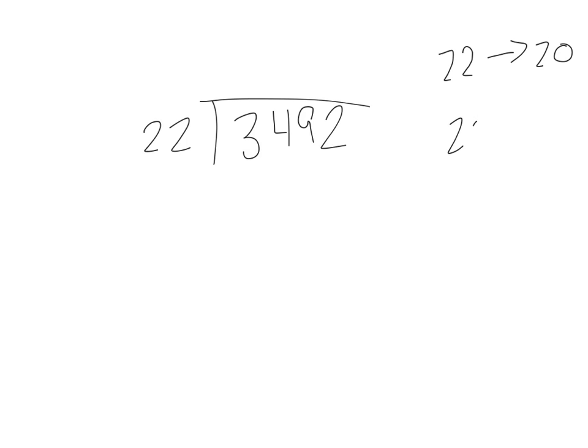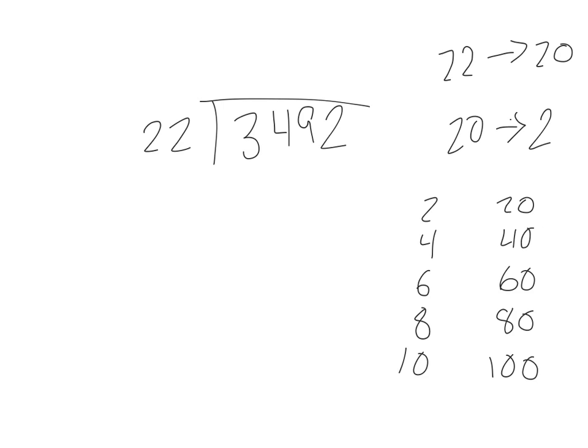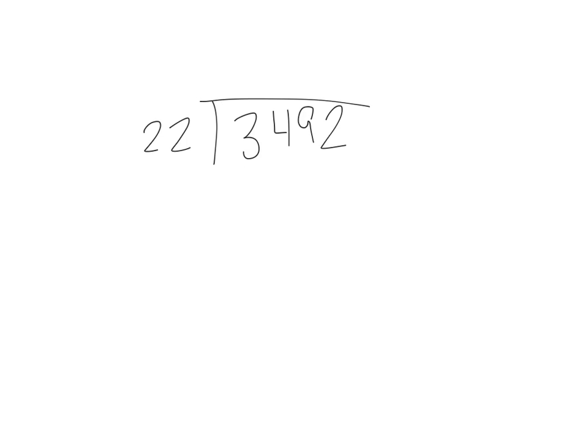And multiples of 20 are very similar to multiples of 2, except with a 0 added to the end. So if I know my multiples of 2, 4, 6, 8, 10, I also know my multiples of 20 as 20, 40, 60, 80, 100. You can see it's the same multiples, except with a 0 added at the end. So 20 goes into 34 one time, and 1 times 22 is 22.